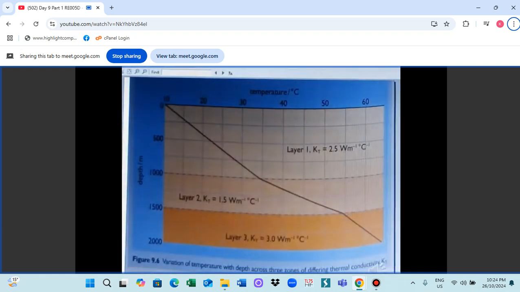So the deeper we go, the energy temperature will be higher. The depth and temperature relationship you can see in this diagram.